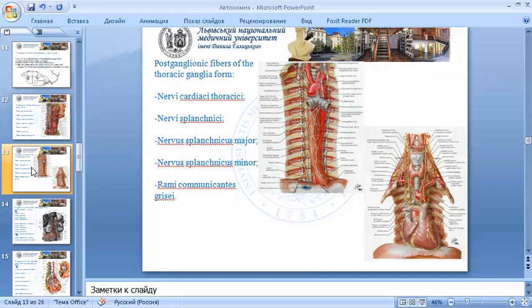Next, nervus splanchnicus major and nervus splanchnicus minor supply nothing in the thoracic cage. They pass through the diaphragm, and they take part in the creation of the celiac plexus, one of the biggest plexuses, or solar plexus, in the abdominal cavity. And the last postganglionic fibers of the thoracic ganglia are the rami communicantes grisei, which are joined to the thoracic spinal nerves, mainly the intercostal nerves.